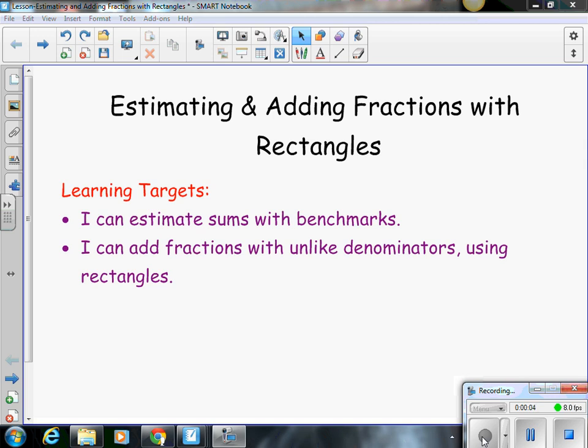Our lesson today is on estimating and adding fractions with rectangles. Our learning targets for today's lesson are: I can estimate sums with benchmarks, and I can add fractions with unlike denominators using rectangles.